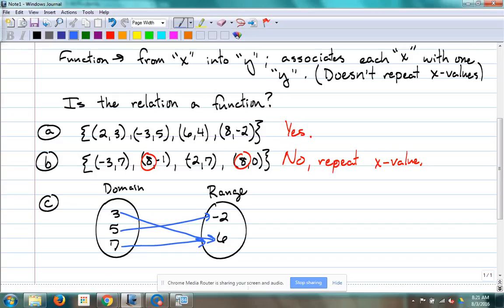So we need to look at that and say, okay, well, is that a function? Yes. There's not 2 arrows coming from any x value or any domain value. So we know that this is a function, so yes. Okay.